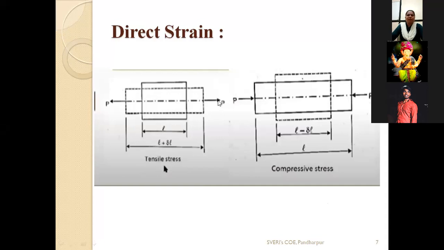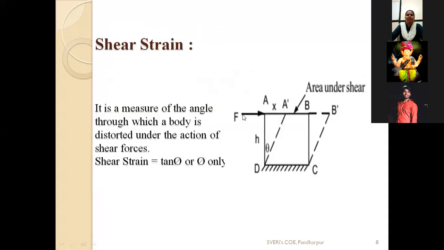Same as the types of stresses. If the applied force is exactly perpendicular to the cross section, at that time we say direct strain. And for shear strain, you have to measure this angle, that is, the angle at which the body takes shear. So you have to measure this angle. This is called shear strain.